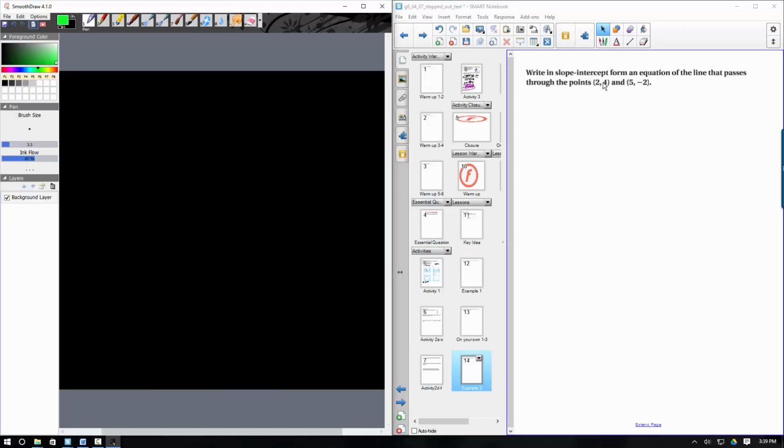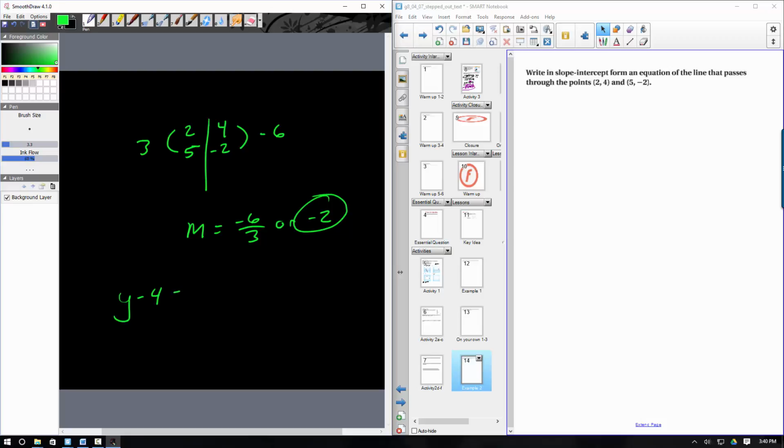Again, we have to first of all figure out the slope here. We don't have a slope right now, do we? So I'm going to put down my 2 and 4, and then 5 and negative 2. Look for my slope, which in this case is going down by 6, so minus 6, and this is going up by 3. So my m equals negative 6 over 3, or negative 2. Now that I have this, I can just take one of these ordered pairs. I'll take y minus 4 equals negative 2 times the quantity of x minus 2.